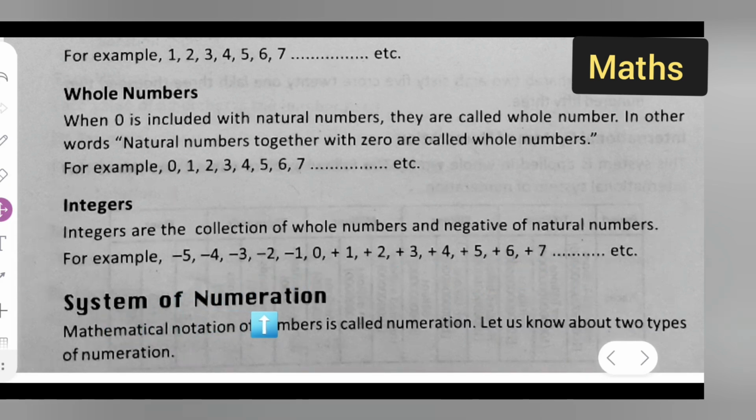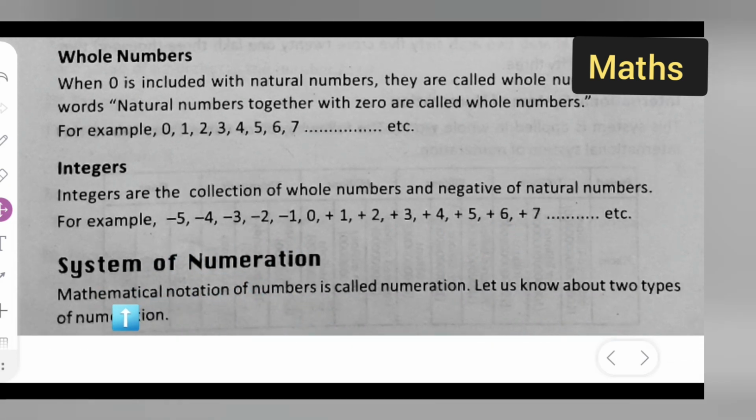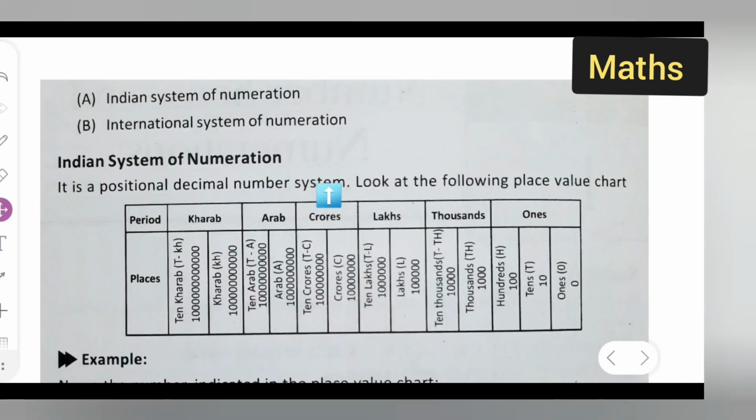Okay, system of numeration you all have. Mathematical notation of numbers is called numeration. Let us know about two types of numeration. One is the Indian system of numeration. The second one is the International system of numeration. Okay, so the Indian system of numeration, let us see this first.